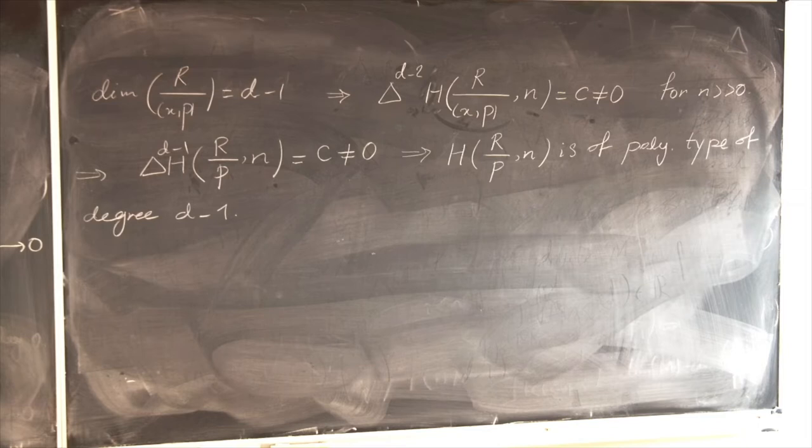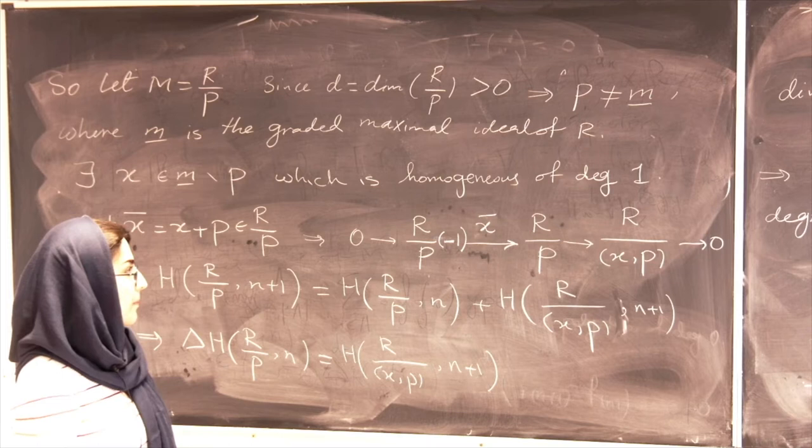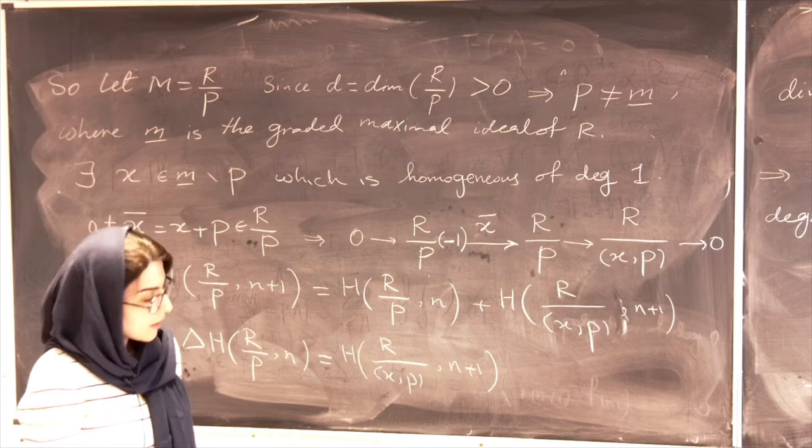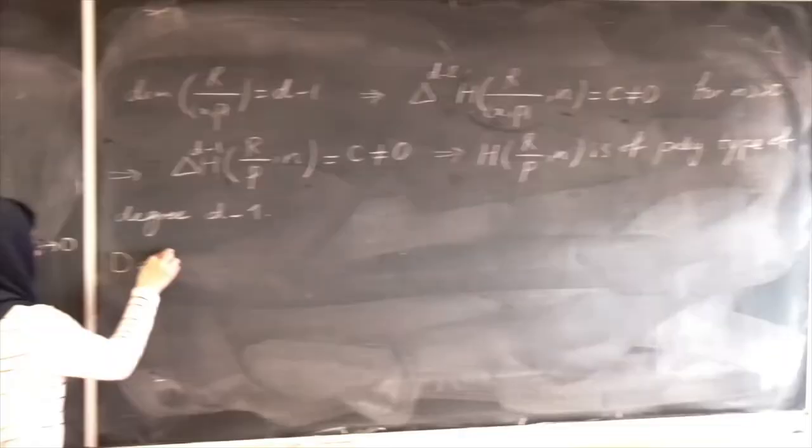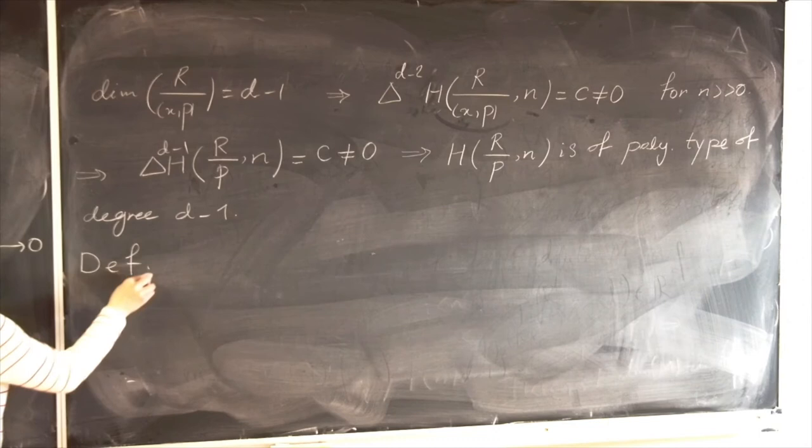So it is proved that any Hilbert function is of polynomial type of degree d minus 1. What does this mean? This means that for large n, instead of the Hilbert function, I can write it in terms of a polynomial. We call this polynomial the Hilbert polynomial of n.